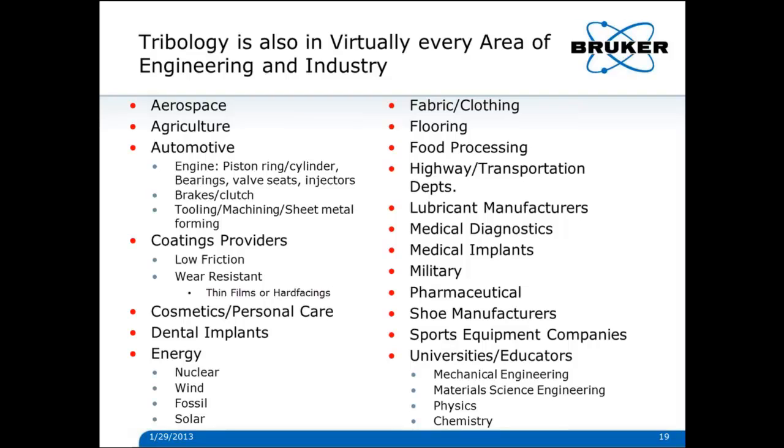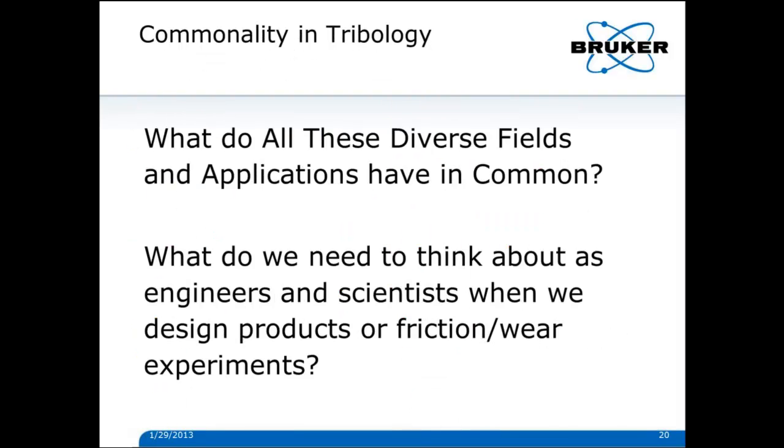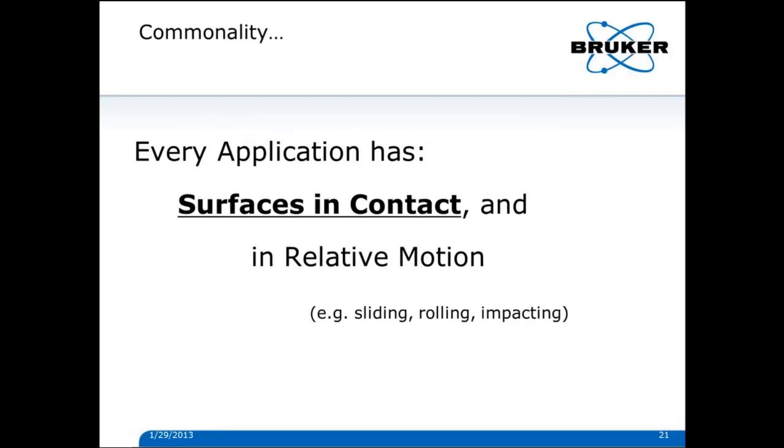So while it's in virtually every area of engineering and science that we can think of, what is the commonality in tribology? All these diverse fields, what do they have in common? And what do we need to think about as engineers and scientists when we design products or friction and wear experiments? The commonality for all of these applications is that they have surfaces in contact and relative motion. Motion could be sliding, could be rolling, could be impacting. So we really need to think about surfaces in contact, and that's what a tribologist really needs to consider.